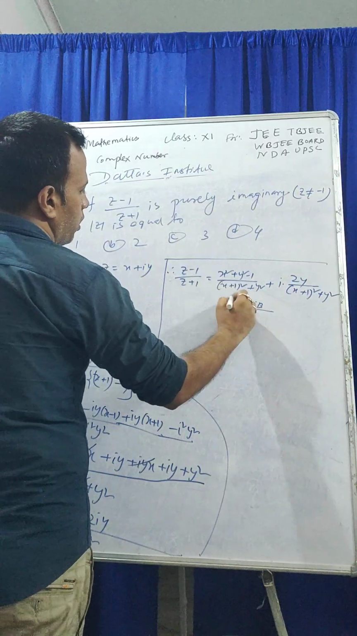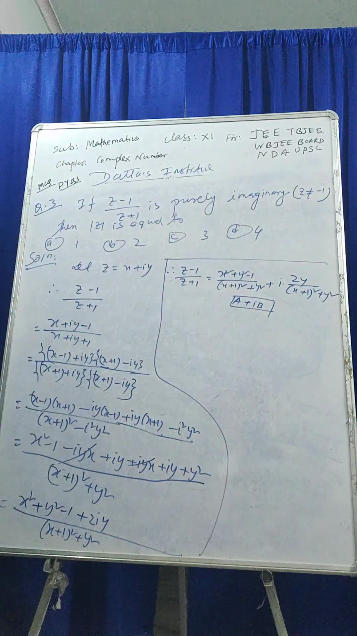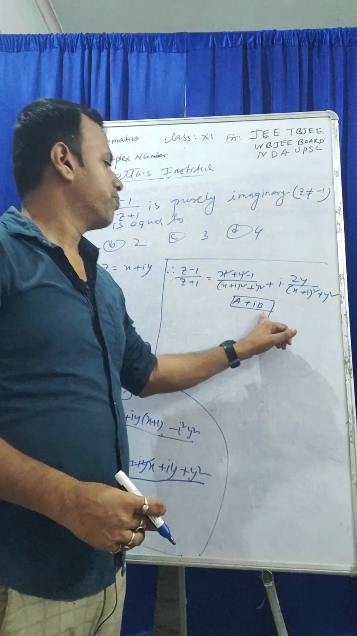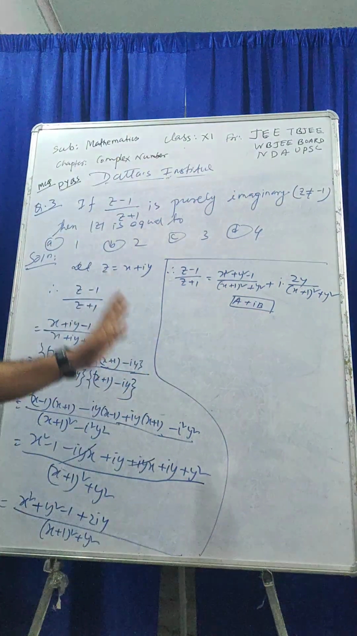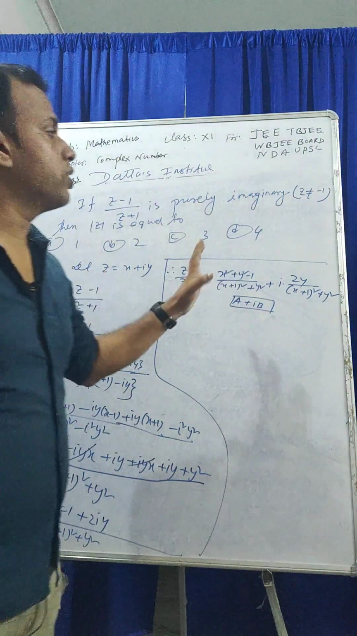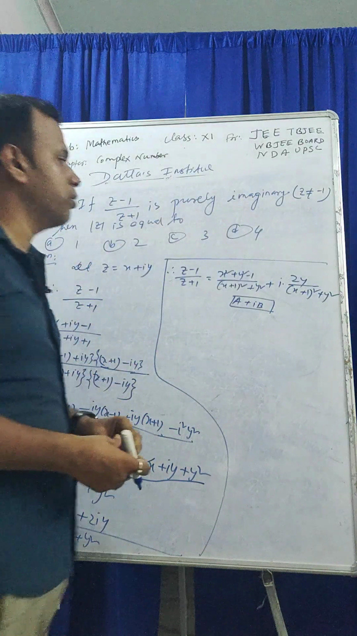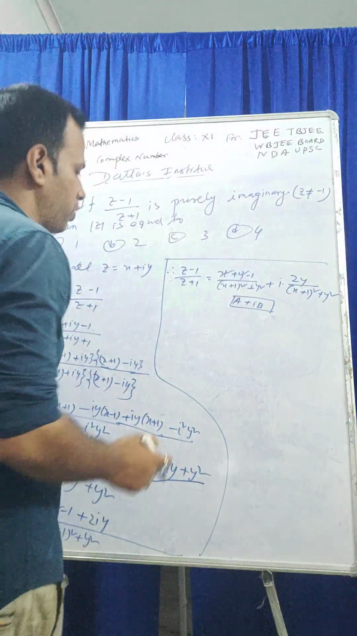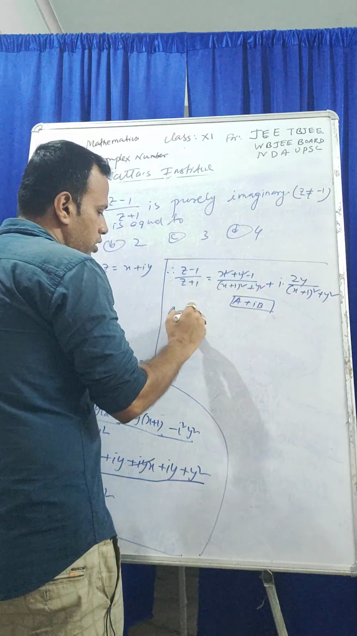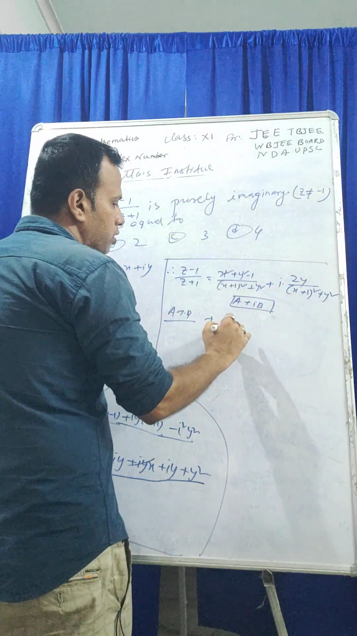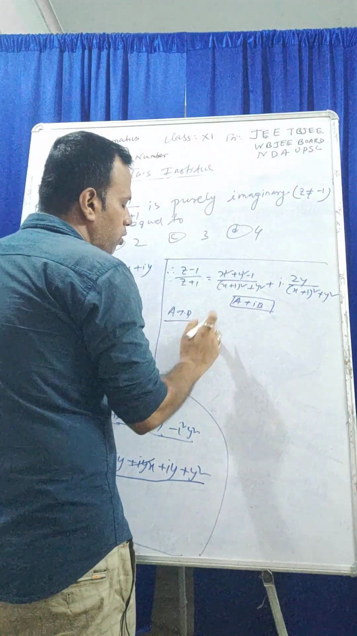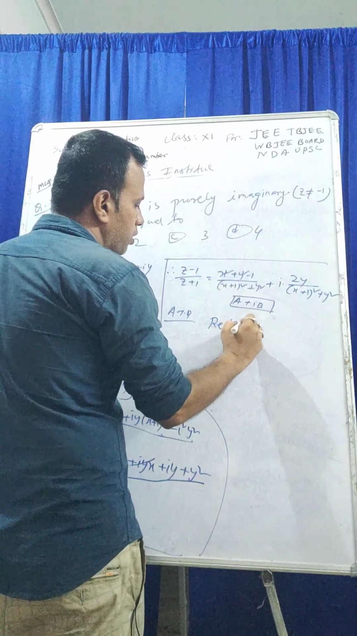I already mentioned in the starting of the video that to get a purely imaginary complex number, the real part should be 0. So according to the question, since it is purely imaginary, the real part of the complex number will be 0. The real part of z will be 0.